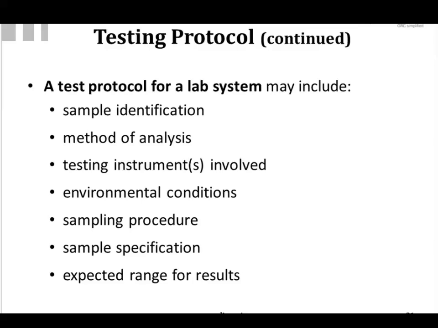In a lab, you may have sample identification, what method you're using to analyze it, the test instrument and environmental conditions, what procedure you are using for sampling, your sample specification, and your expected range of results. These are all components, requirements of your particular systems, and so these translate into test elements.